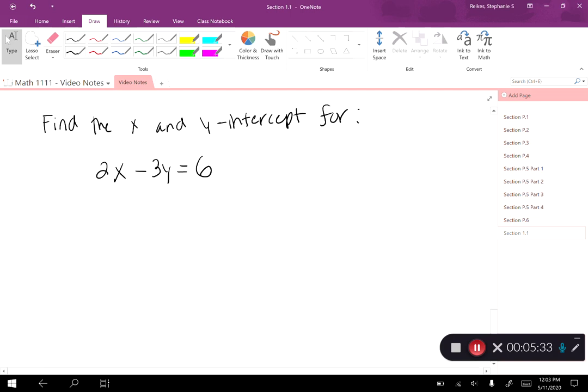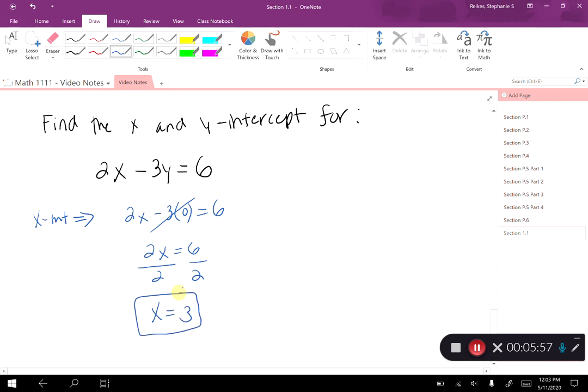Let's find the x and y intercept for 2x minus 3y equals 6. So your x-intercept, that happens when your y value is 0, so plug in 0 for y and solve for x. Negative 3 times 0 is 0, that disappears, and you're left with 2x equals 6. Divide both sides by 2, and you get x equals 3. If you would like to write that as a coordinate point, it would be the point 3, 0 on the graph.